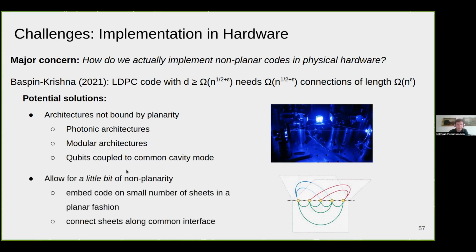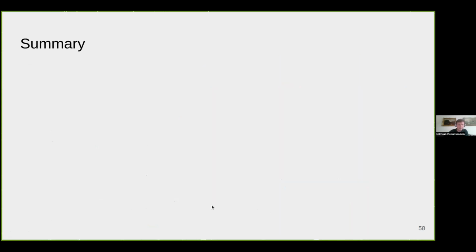Also, we might look into codes which have a little bit of non-planarity. We could embed codes on a small number of sheets in a planar way, and then interconnect the sheets at a common interface. This would already give us enough wiggle room to obtain interesting LDPC codes.